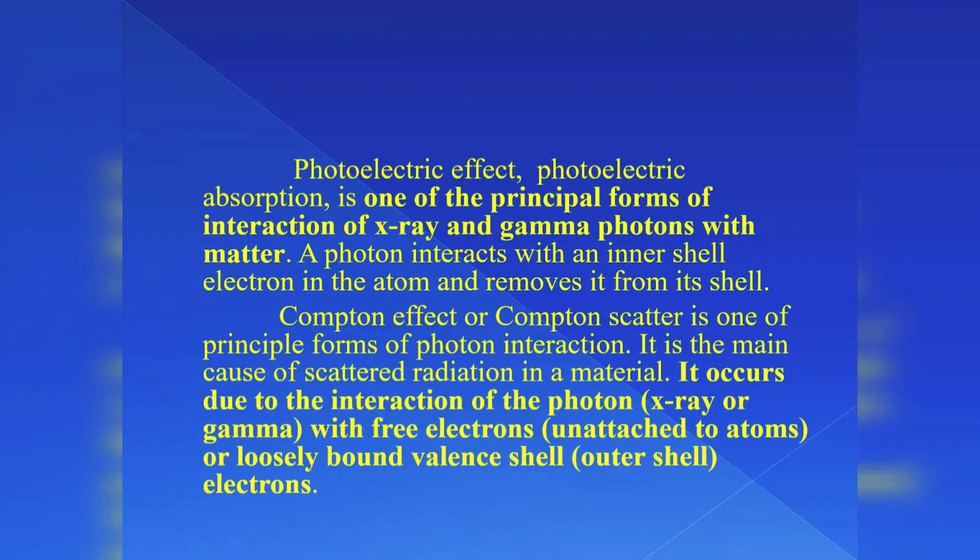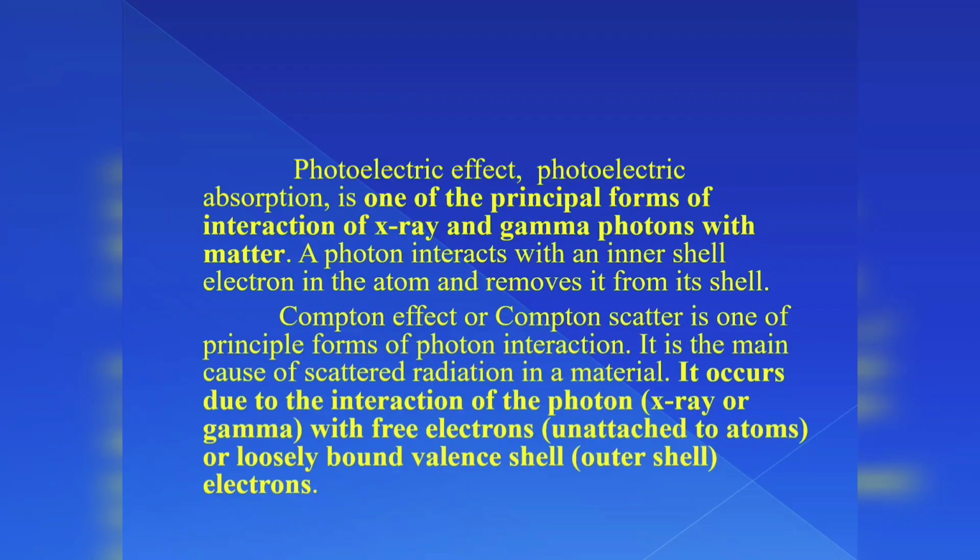Photoelectric effect. The photoelectric absorption is one of the principal forms of interaction of X-ray and gamma photons with matter. Here in the photoelectric effect, the photon interacts with the inner shell electron of an atom and removes it from its shell. The inner shell is the K shell. K, L, M, N, all those things you have studied in your chemistry or physics. The K shell will have 2 electrons and has the higher binding energy. So the photoelectric interaction happens with the K shell electron.